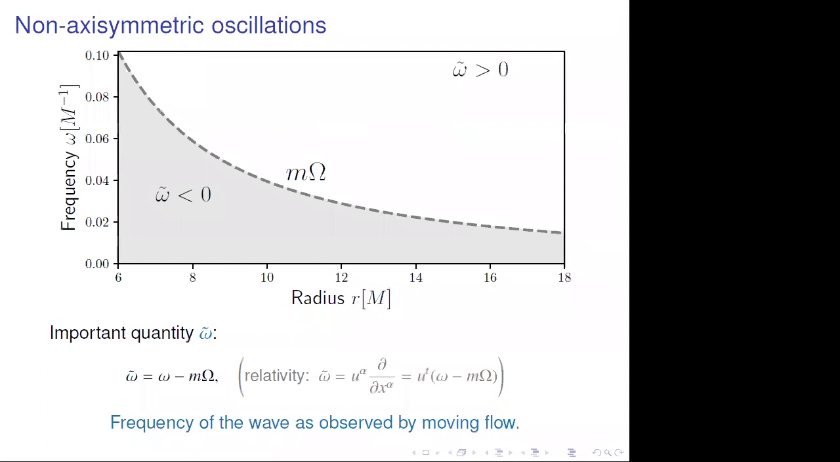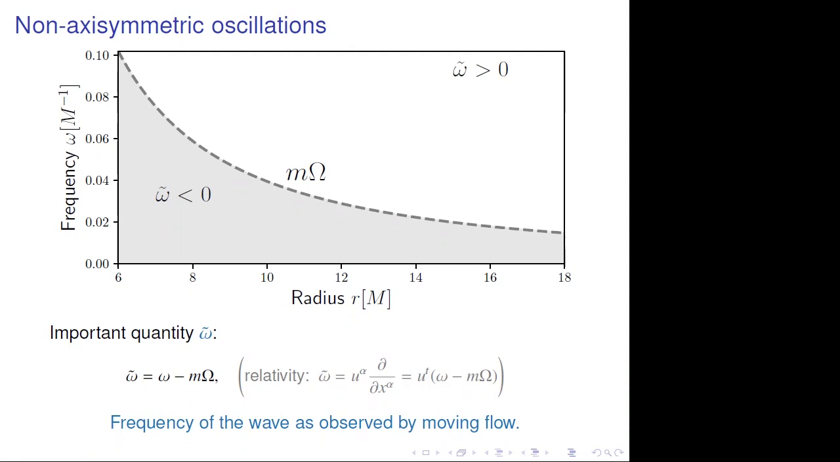Non-axisymmetric oscillations, and I don't know how much time I have. 5 minutes? Okay. I will just show this, because it is nice and it shows you how complicated things can be, even when they are so simple. In the case of axisymmetric oscillations, again I'm showing this diagram of radius versus frequency. Then there is this important quantity, omega tilde, which is like omega minus Omega.